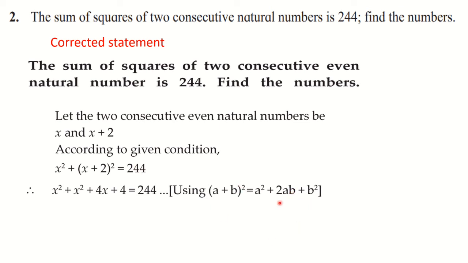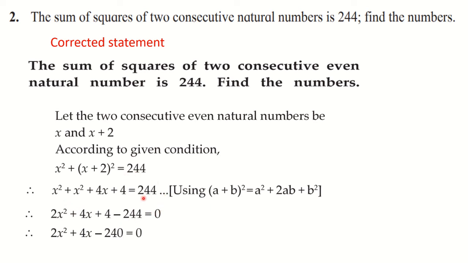You can see the expansion formula is also given. In place of a you have x and in place of b you have 2. So simply you can write down here x square plus 2 into x into 2, that is 4x, and b square means 2 square, that is 4. Now you can see x square plus x square, they are like terms. You can add them up to 2x square. So you will write down 2x square plus 4x plus 4.